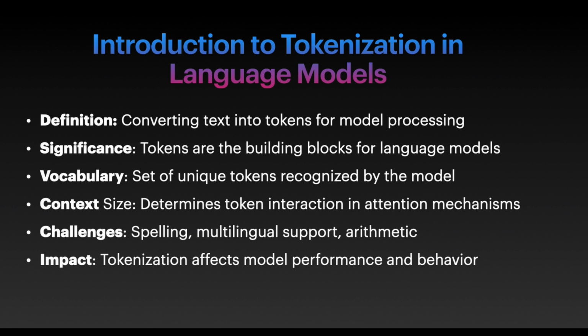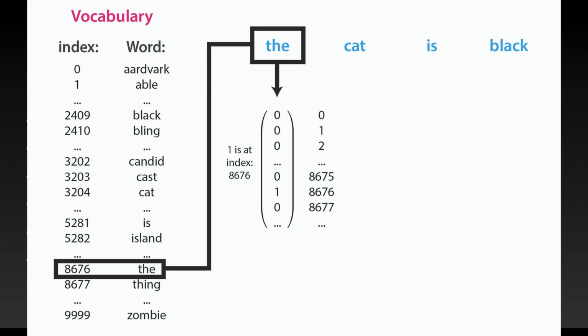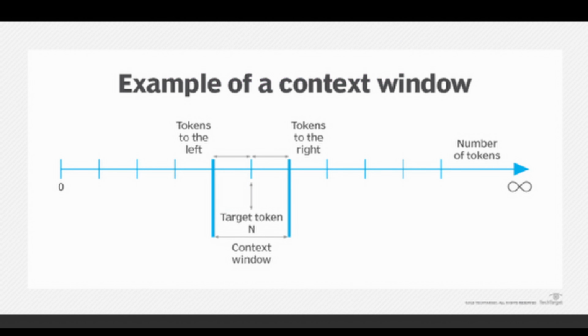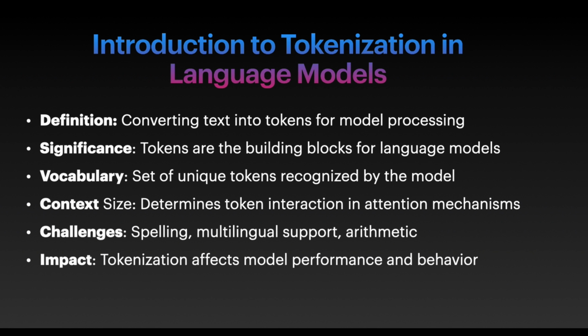Vocabulary is the model's dictionary. Each language model has a vocabulary, a comprehensive list of all the tokens it knows. When a model encounters a word outside its vocabulary, it might need extra help to understand the context or generate meaningful responses. Context size is the window of attention. Context size determines how many surrounding tokens a language model considers when focusing on a specific word or phrase. This attention window allows the model to understand how tokens relate to each other, which is crucial for grasping the nuances of language.